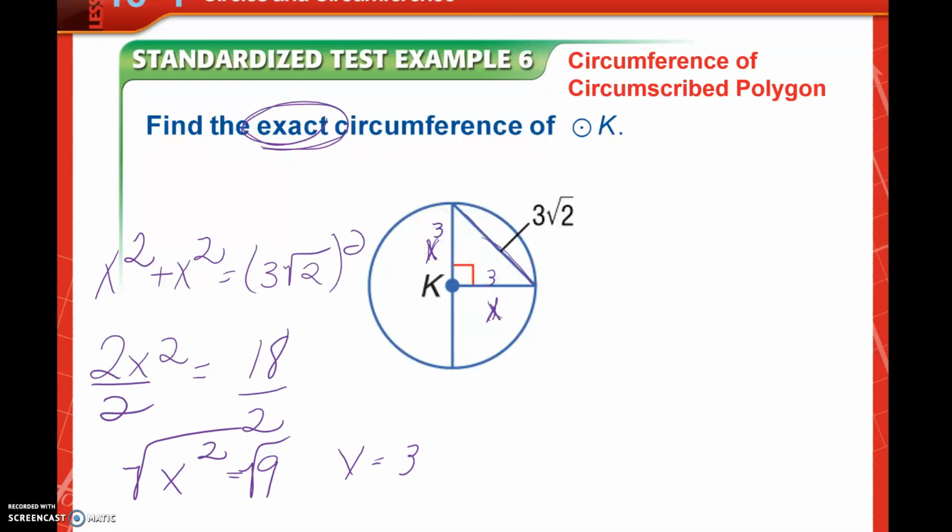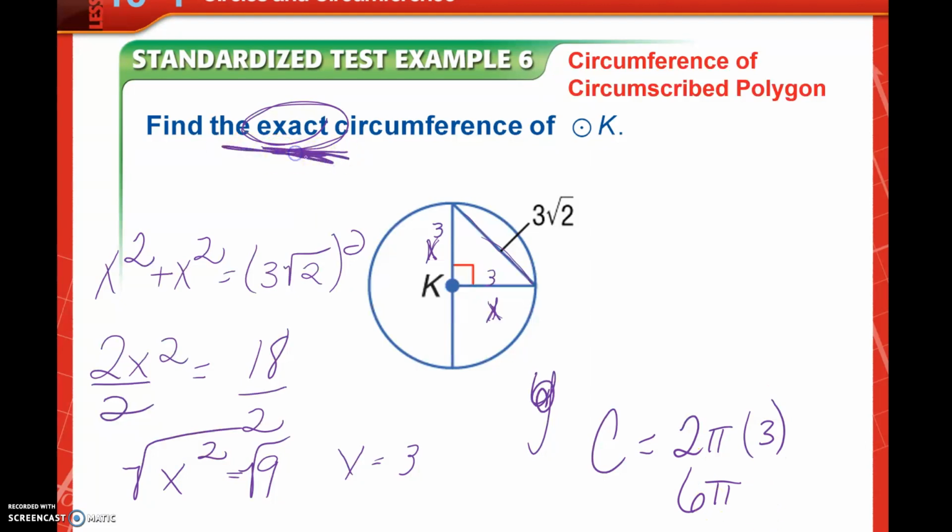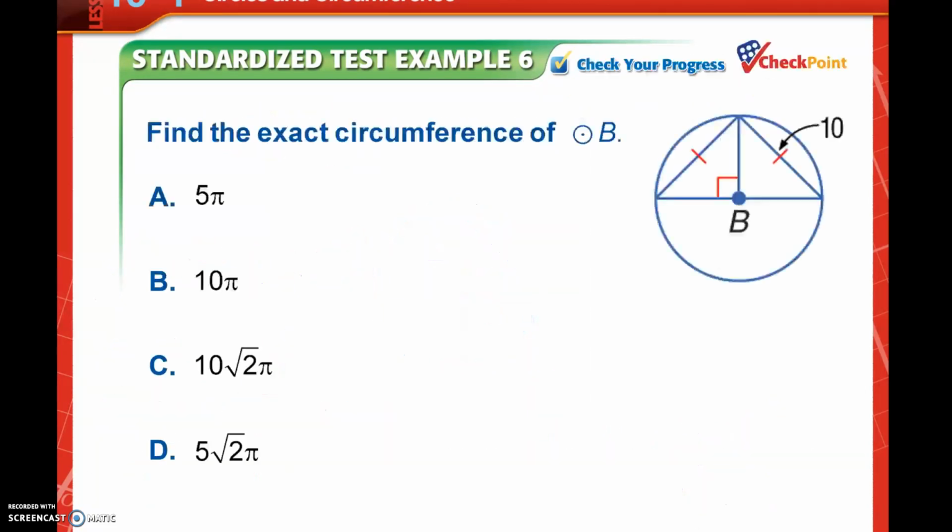So to find my circumference, after I found my radius, I'm going to go circumference equals 2 pi times the radius. So 6 pi, and we're going to leave it like that because it asked for the exact. So 6 pi would be my answer. So check that wording when you're doing that.